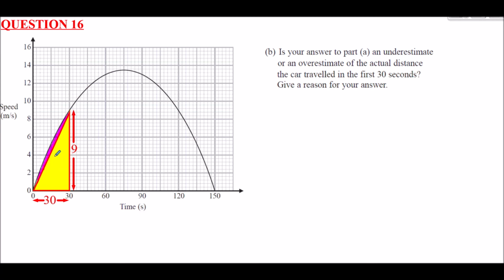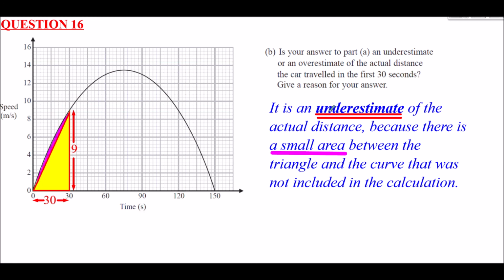So the wording you might want to include could be something like this. It's an underestimate of the actual distance because there is a small area between the triangle and the curve, which we did in purple, that was not included in our calculation.